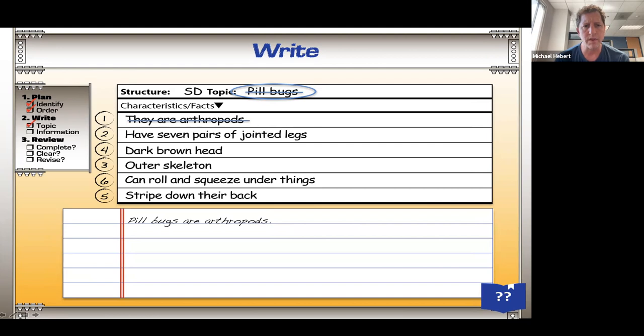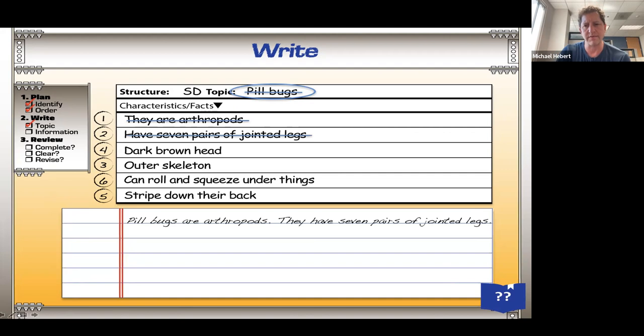Now, I know I've got 7 pairs of jointed legs, so I'm going to put that second. When I do this, I don't want to write pill bugs again: pill bugs have 7 pairs of jointed legs, pill bugs have this. I want some variety in my sentences, so I'm going to use a pronoun, the word they. So I'm going to say they have 7 pairs of jointed legs.